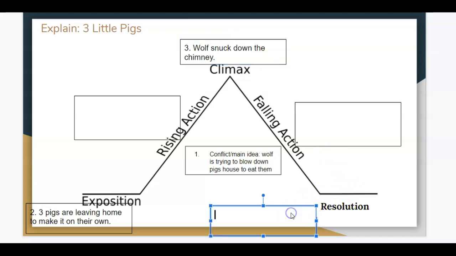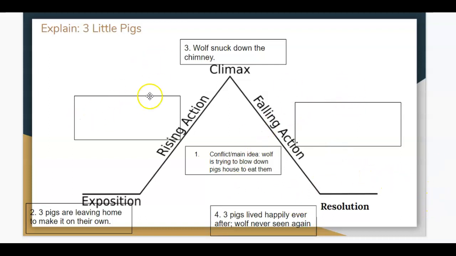And the next thing I'm going to do is my resolution. What happened at the very end? I'm talking about the very end, not 3/4 through the movie or the story. It's going to be that last scene, that last paragraph, that last sentence, okay? That's the resolution, when everything is wrapped up and we get an idea about what is in store for the future, or it just ended. So the resolution is the 3 pigs lived happily ever after. Wolf was never seen again. Okay, so now I have my 4 main points plotted.